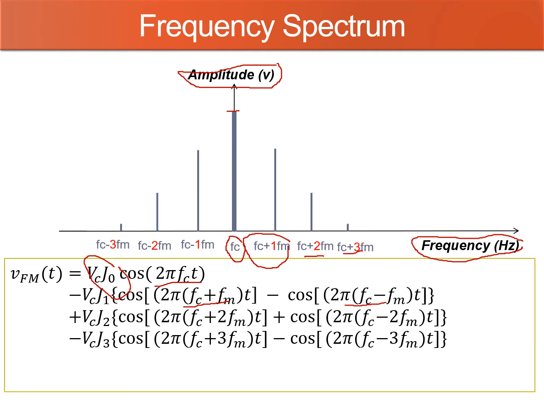Continue with the second sideband, VC J2, FC plus 2 FM, and then the second lower sideband is FC minus 2 FM. And lastly is your VC J3, which is the amplitude for the third sideband, and then the third upper sideband FC plus 3 FM, and the third lower sideband FC minus 3 FM. So this equation belongs to this spectrum.